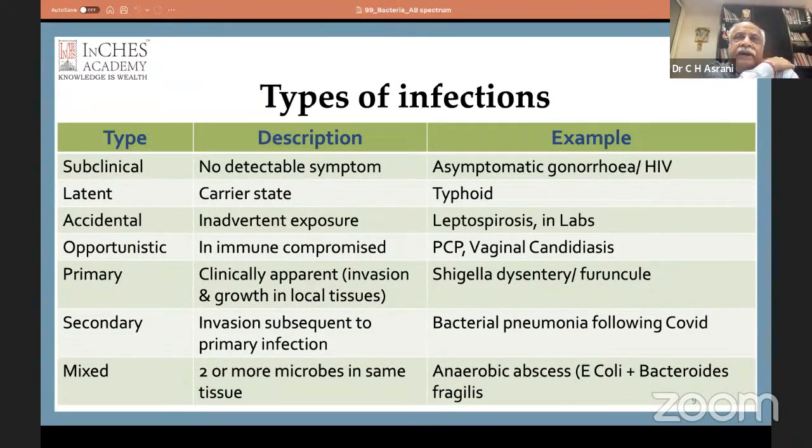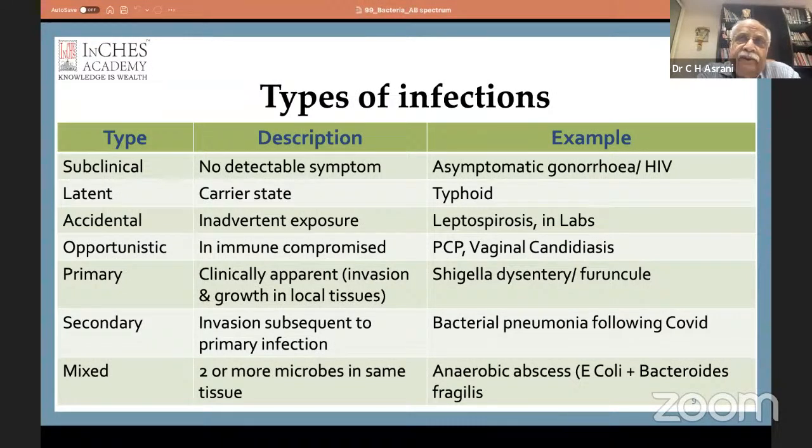Accidental, inadvertent exposure. You may call even dengue inadvertent, but dengue still occurs if you're not taking care to avoid mosquitoes. Leptospirosis is very common in people who walk in collected, dirty water, and people who work in laboratories may get exposed to certain viruses or bacteria. Opportunistic infection occurs in the immune compromised, like Pneumocystis carinii pneumonia and vaginal candidiasis.